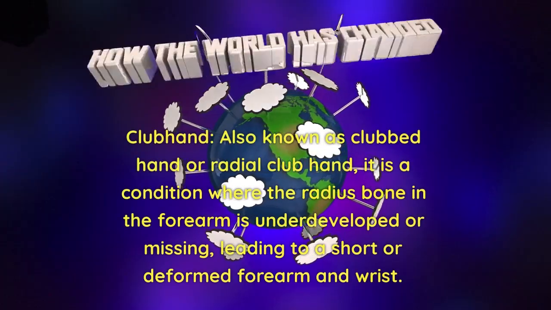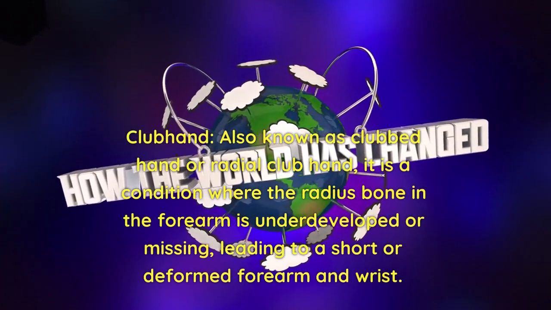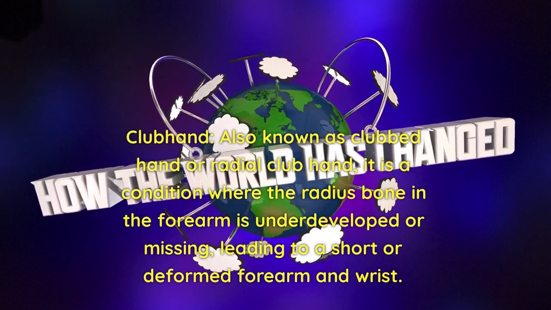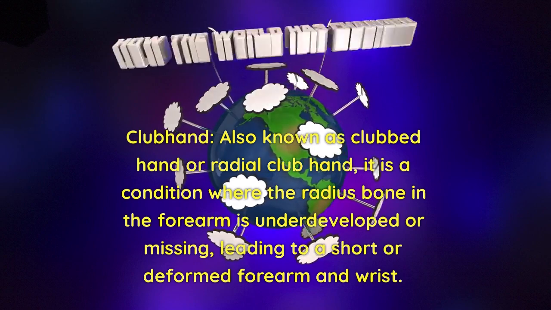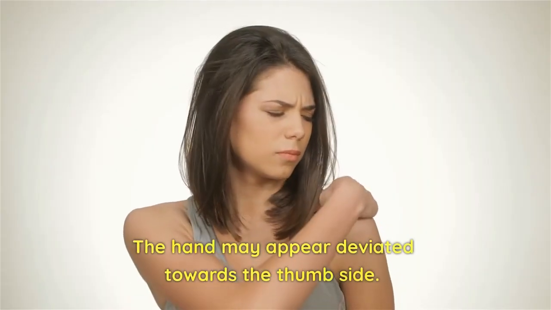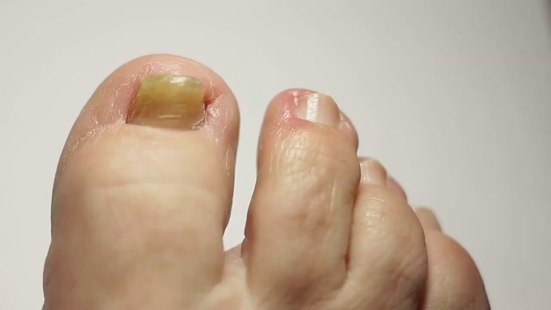Club hand, also known as clubbed hand or radial club hand. It is a condition where the radius bone in the forearm is underdeveloped or missing, leading to a short or deformed forearm and wrist. The hand may appear deviated towards the thumb side.